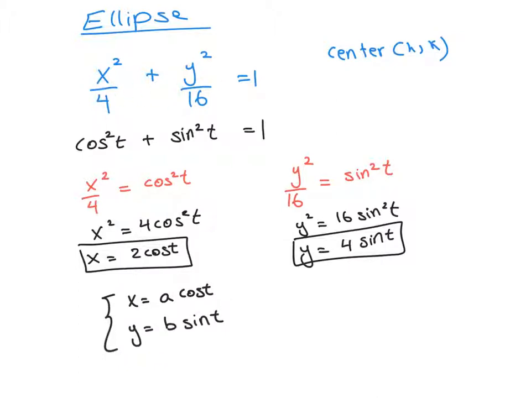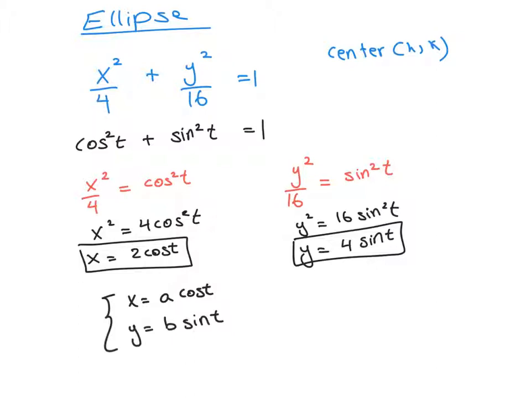Now what if the center is at, let's say, if this is x plus 1? That's basically shifted left 1, so I can simply subtract 1 from here. And if this is, let's say, plus 2, that means it went down 2, so I can subtract 2 from here. So let's write an example, and let's use what we just learned to write down the parametric equation of the ellipse right away.